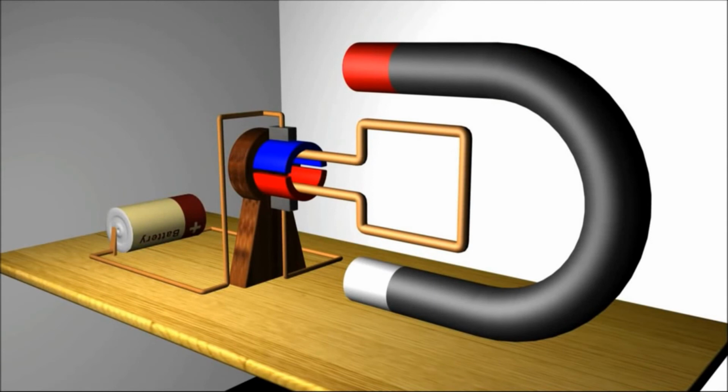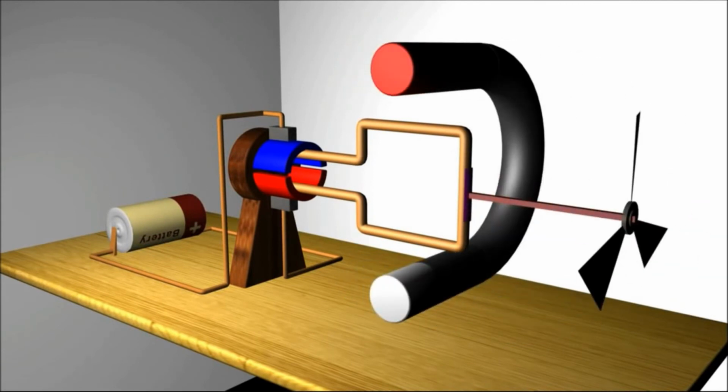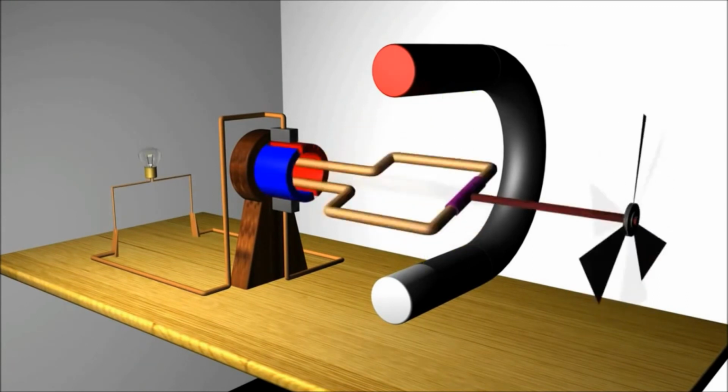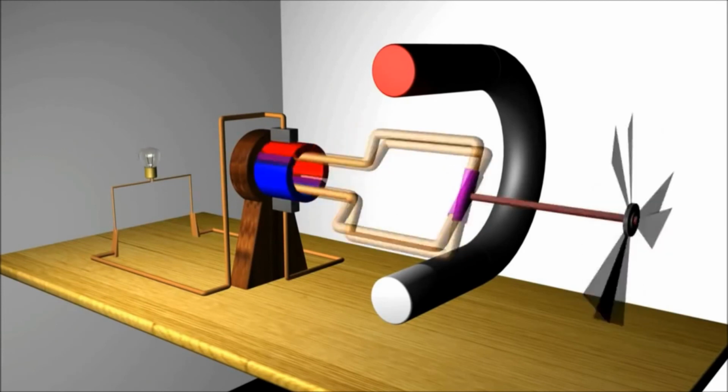In this case, we will provide the mechanical force with a windmill rotor attached to the loop and connect a bulb in place of the battery. We will leave the magnetic field as it is, and as the wind rotates the blade, an electrical current is produced.